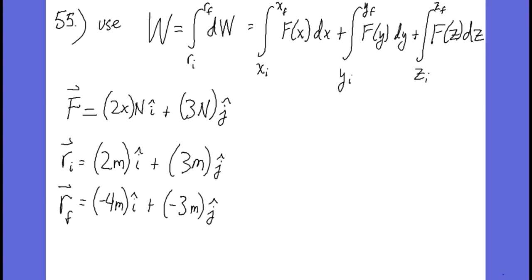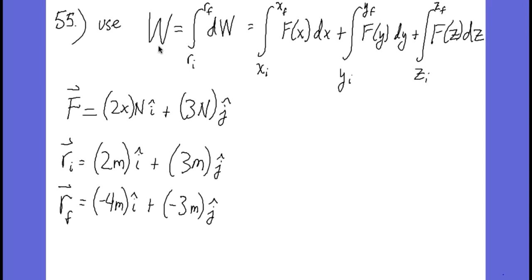Okay, 55 is similar to 49 and 51, but there is a difference, and that is the fact that one of the components of force, here the x component of force, is not a constant. So we can't just say force times distance. We have to integrate the force as a function of distance.